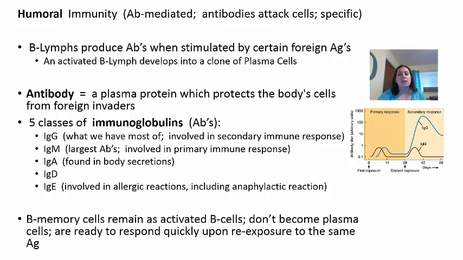Now, we also see that there are B memory cells. These B memory cells are going to remain as activated B cells, so they're ready to attack whenever they come in contact with the invader. They don't actually become the plasma cells, but they do remember, so that when you are re-exposed, they remember so we can fight it off again quicker.